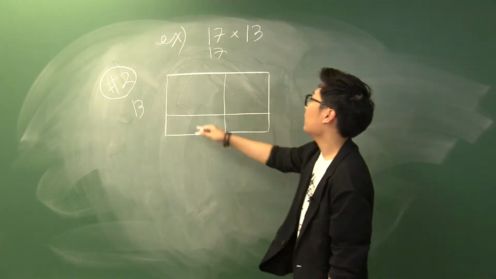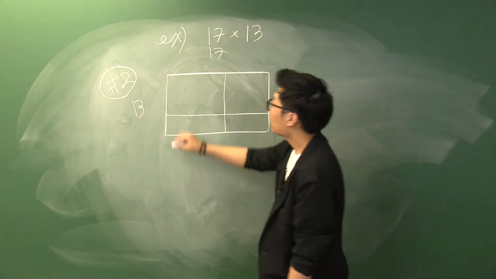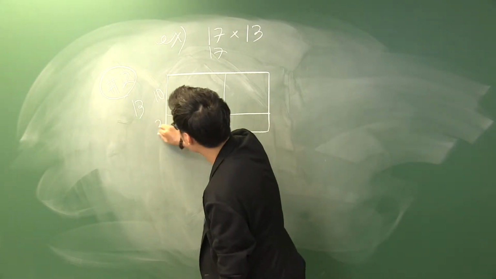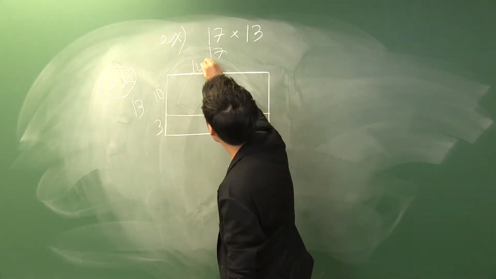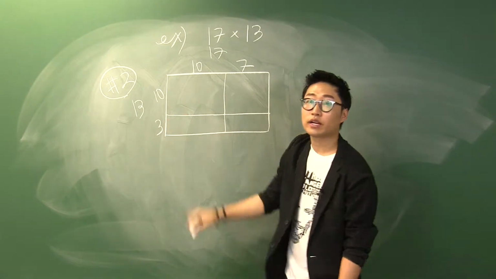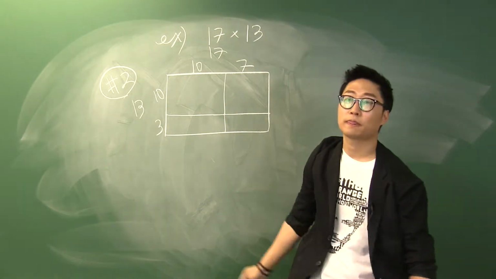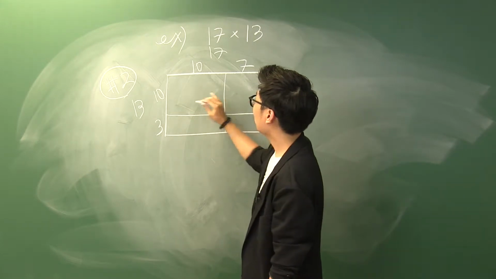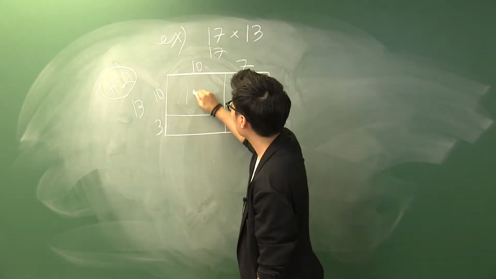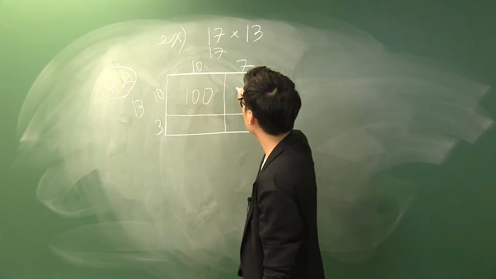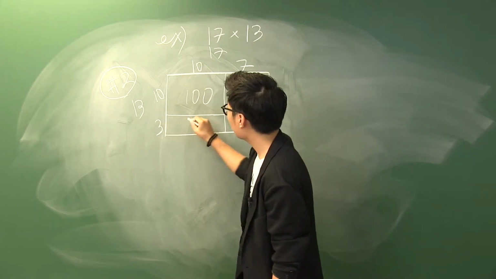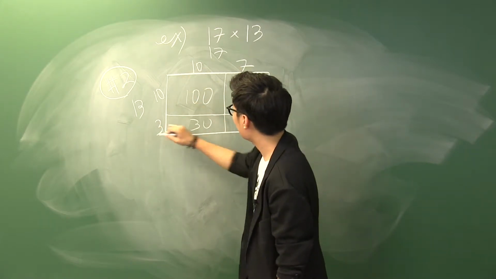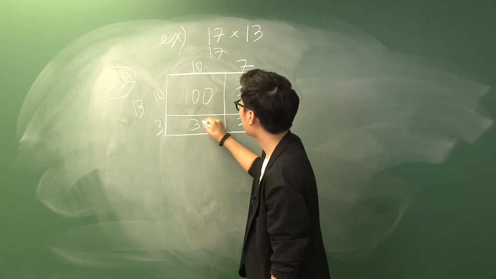Okay, so I'm gonna divide it into 4 different pieces. And I'm gonna say this is 10, 3, still 13, and 10, 7, still 17, right? So 13 by 17, okay? Now, let's find area of all the 4 sections. This is 10 by 10, so 100. This is 7 by 10, so this is 70. This is 10 by 3, which is 30. And this is 7 by 3, which is 21.